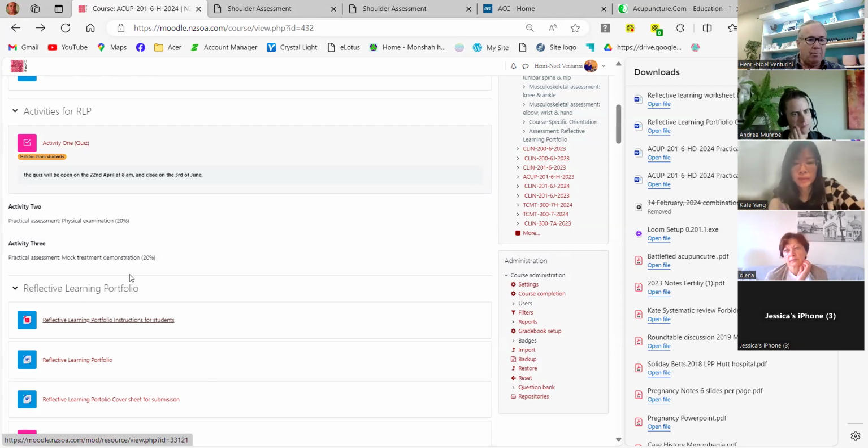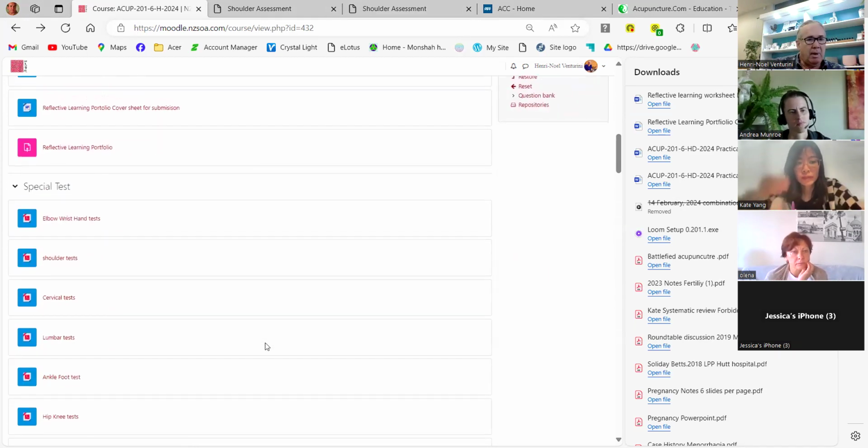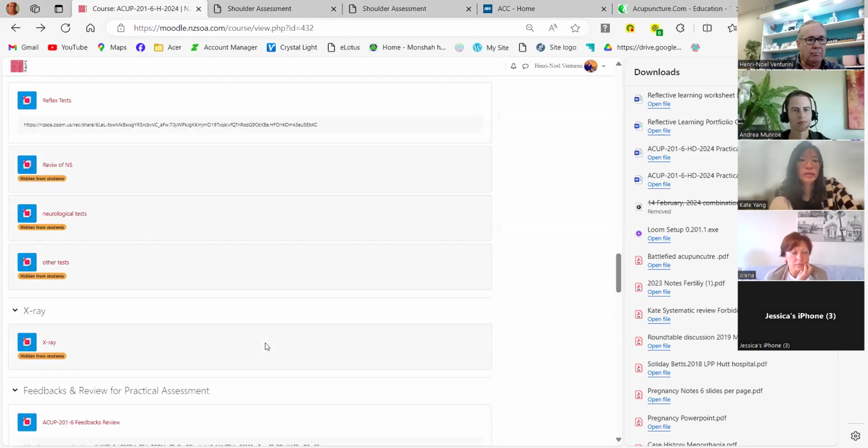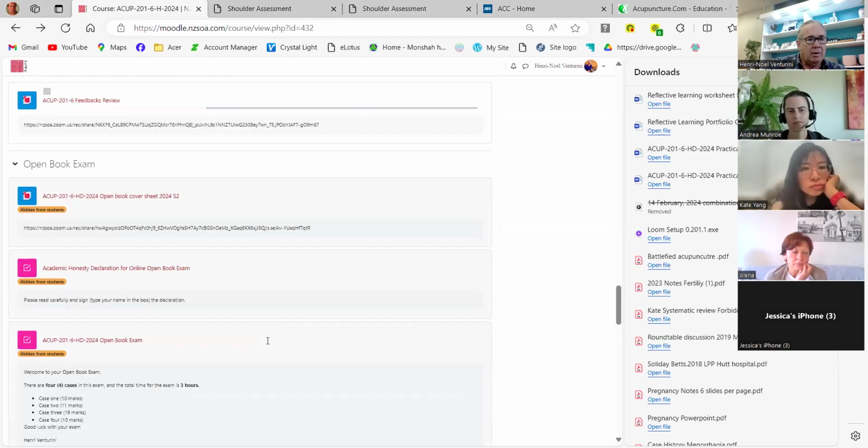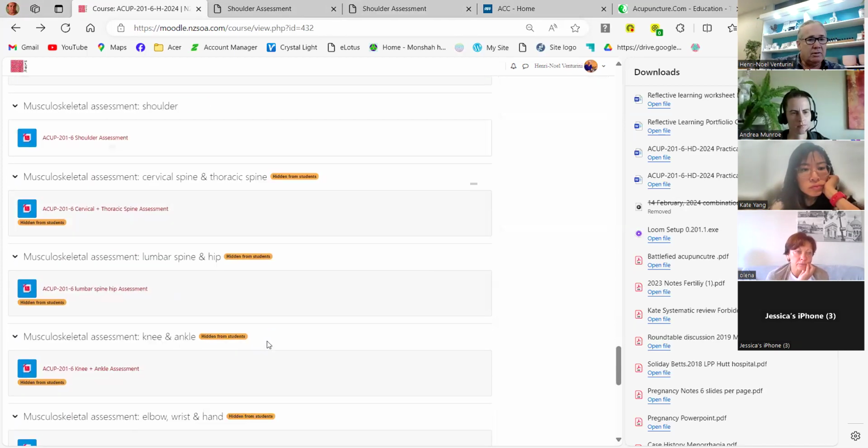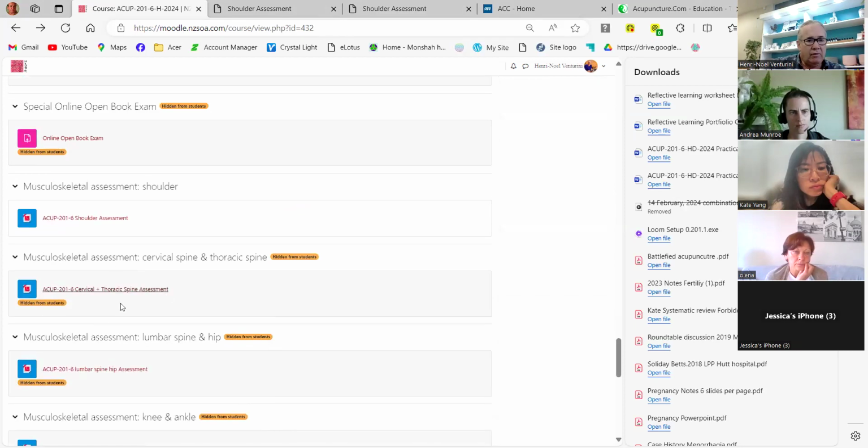So, for example, the first 3 weeks we'll be talking about the shoulder, the wrist, the cervical, the thoracic spine, and the lumbar spine. Those are the areas we're going to be focusing on, and some ACC guidelines, and that's what you're going to be reflecting on. Then the next one will be the following 3 weeks, and the next one the following 3 weeks.